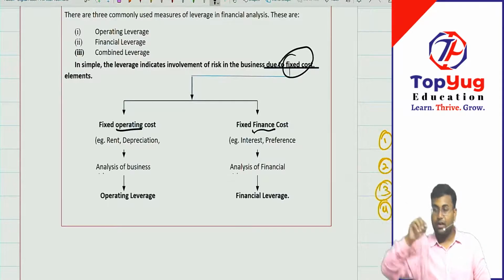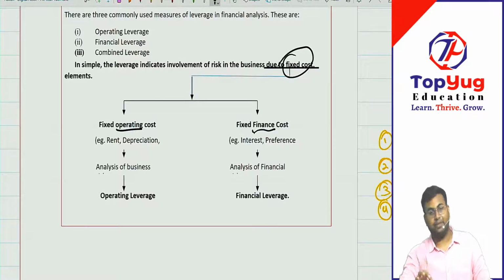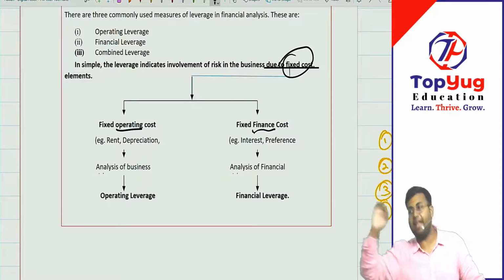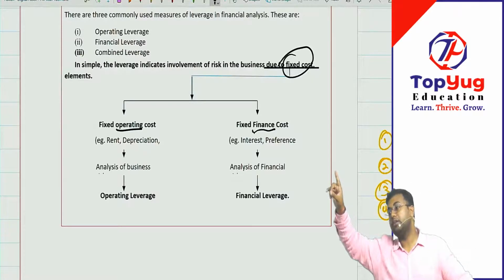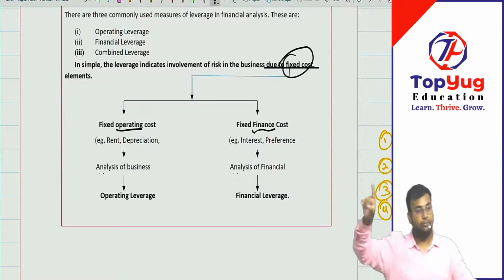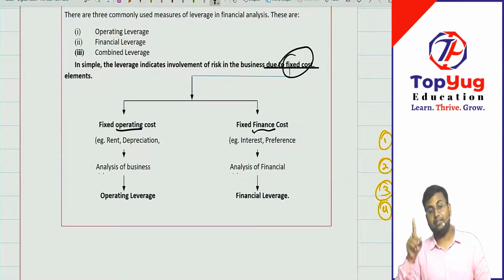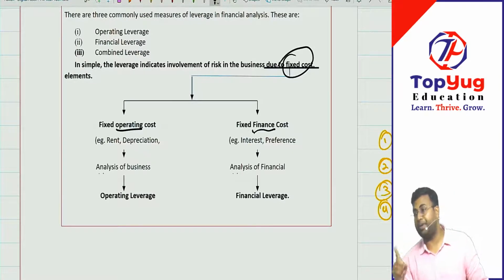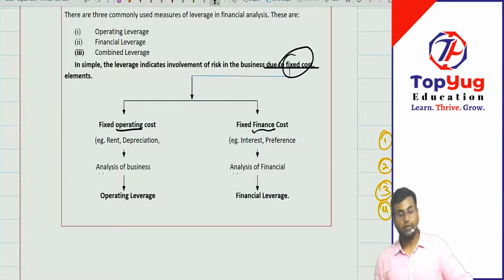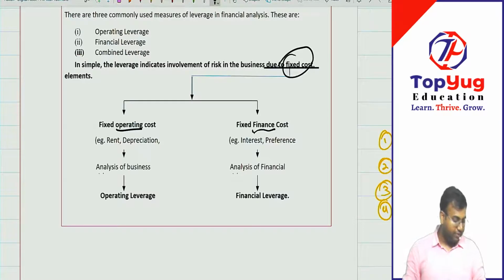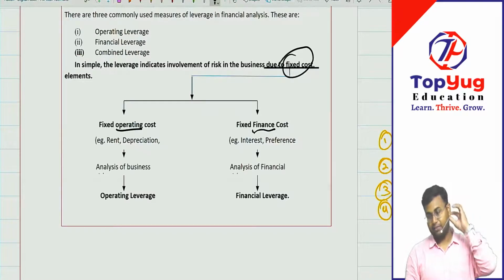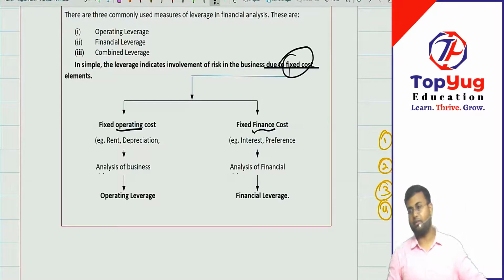What do I say here? Cost associated with capital will always be, please, finance cost. Please make it a permanent point. It will always be what? Finance cost. Yes or no?